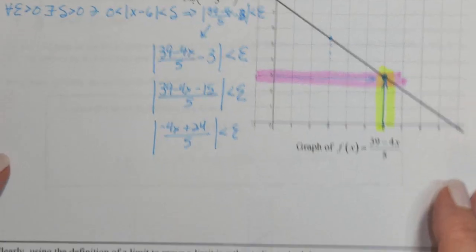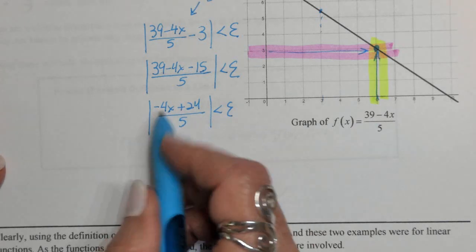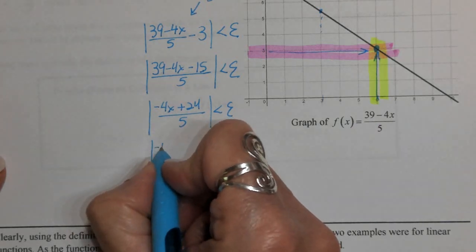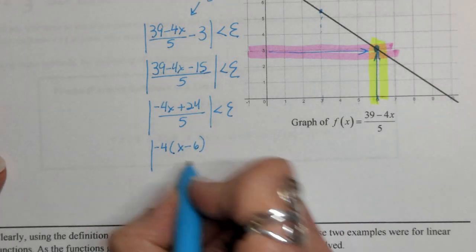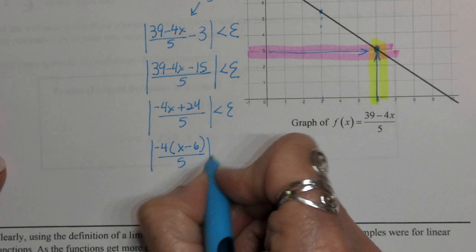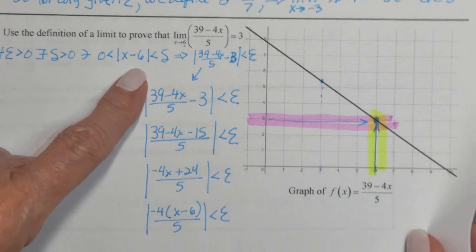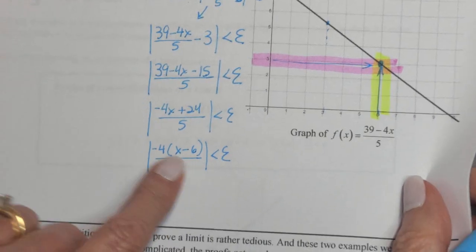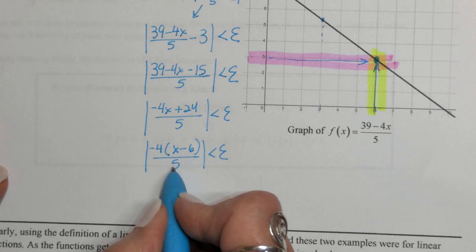Okay? And now from the numerator, I'm going to factor out a negative 4. When I factor out a negative 4, I'll have an x minus 6 right there. I'm getting closer. Now I can see that x minus 6 that I wanted. I can see it there. I need to get rid of these other things. So now I have a product and a quotient.